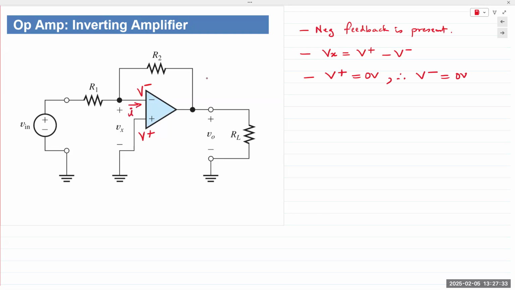I minus is the current that's going into the inverting terminal. I1 is the current flowing through R1, and I2 is the current flowing through R2. We are following the passive sign convention. V in minus plus, the current flows from left to right.